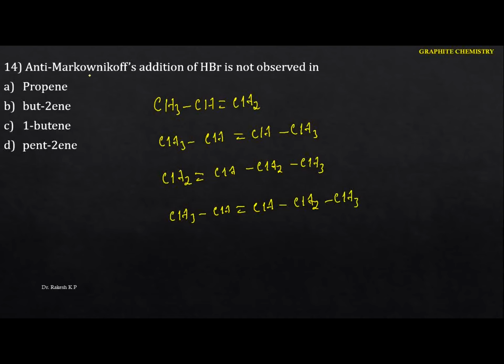So remember one thing, Markovnikov and anti-Markovnikov additions, it may be any alkene. That means here we are talking about only one thing: this addition takes place only for unsymmetrical alkenes. This rule is only for unsymmetrical alkenes, not for symmetrical ones. This concept you have to remember.